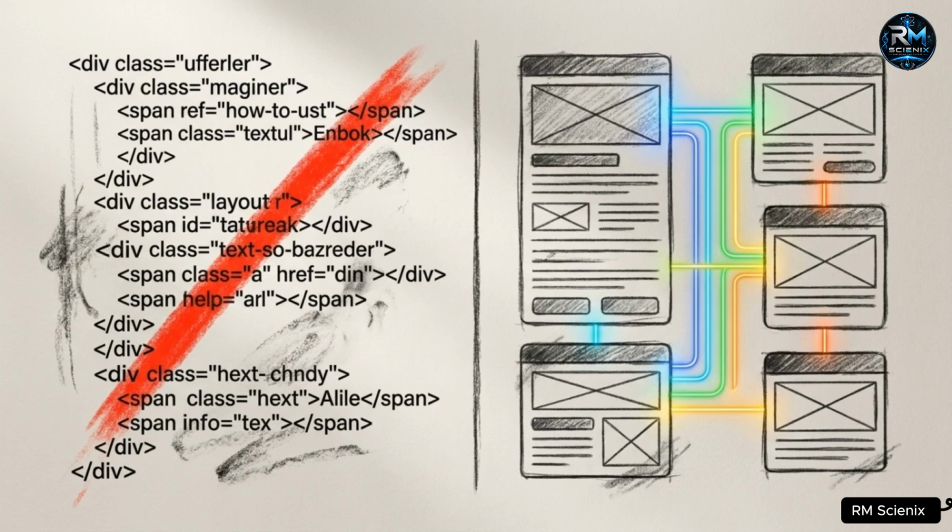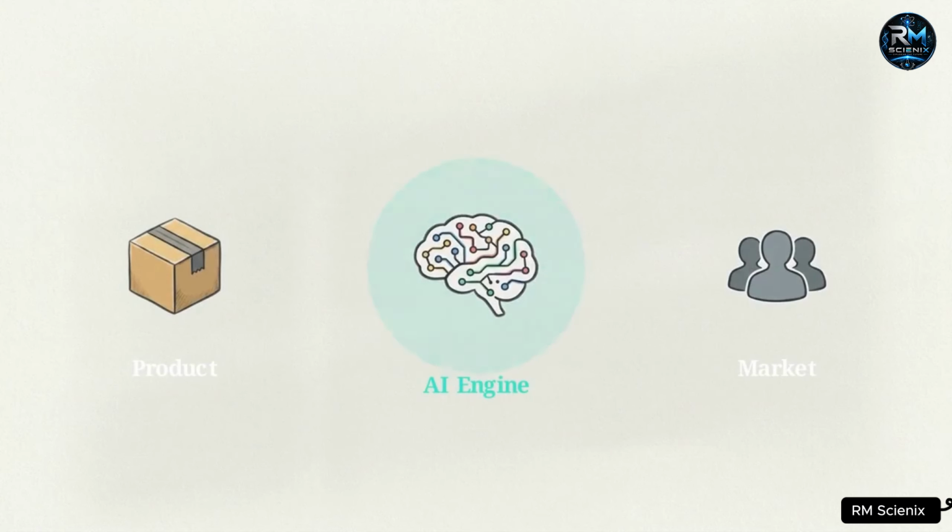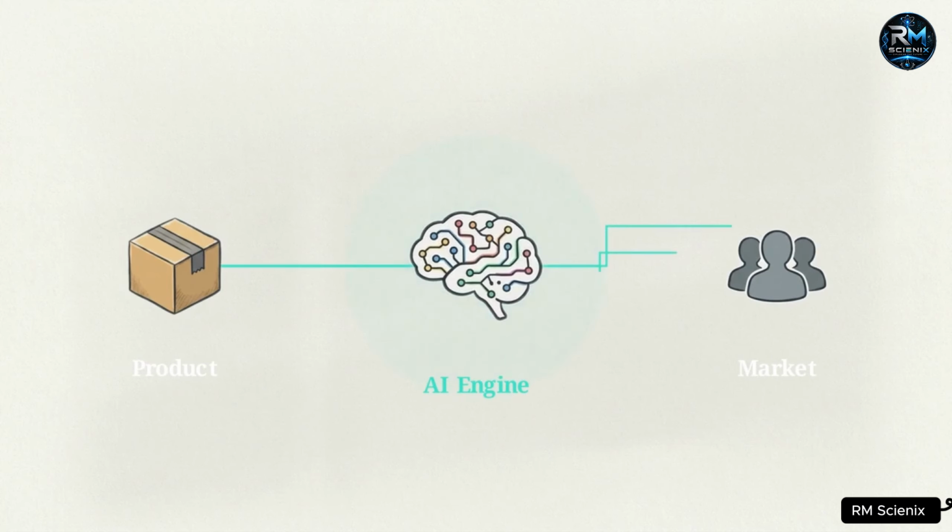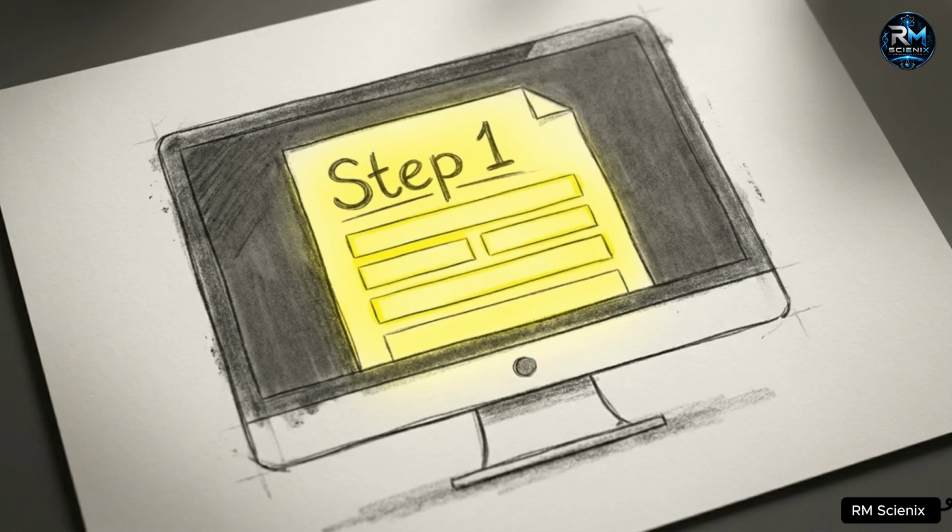Eliminating the need to code doesn't remove the work, but it changes the nature of it. Instead of writing syntax, you are now focused on configuring the AI systems that connect your product to your customers. Step 1 is preparing your data.